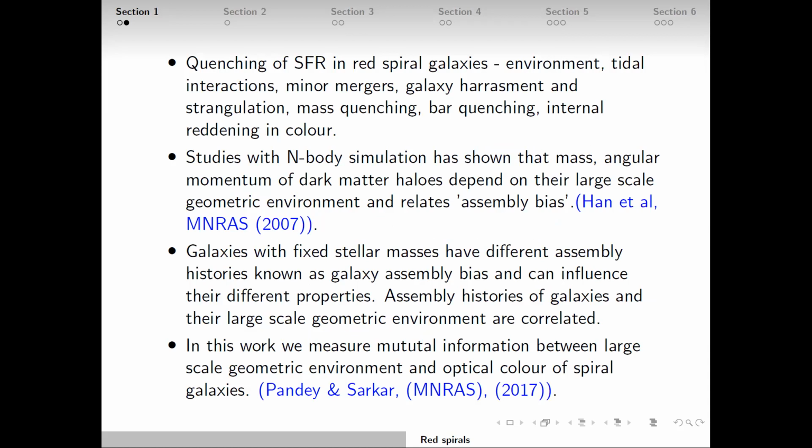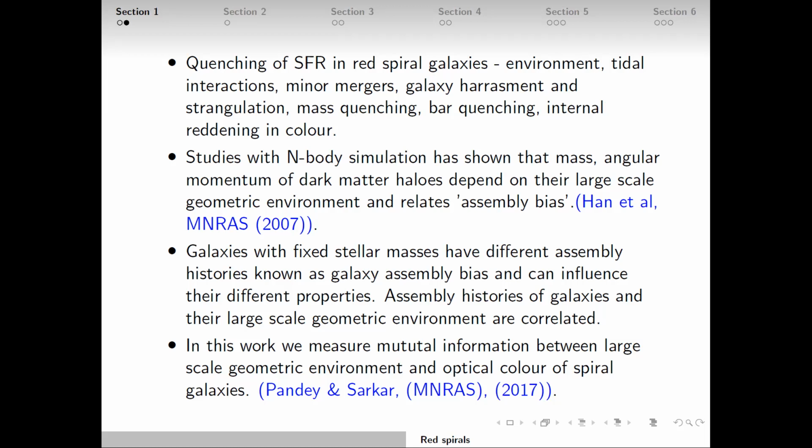Now, studies have found that the red galaxies mainly reside in high density regions, which are one-dimensional filaments of the cosmic web, and thus environment can play a role in quenching their star formation rate. The other factors include tidal interactions, minor mergers in which two low-mass galaxies merge together to form a higher-mass galaxy, galaxy harassment and strangulation.